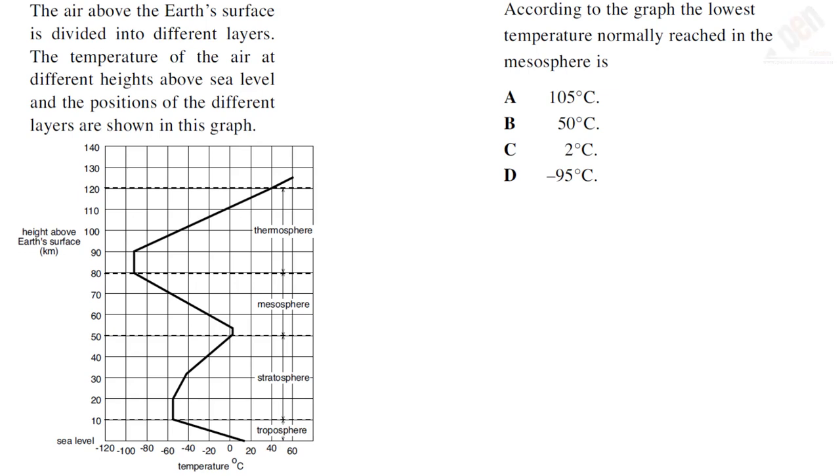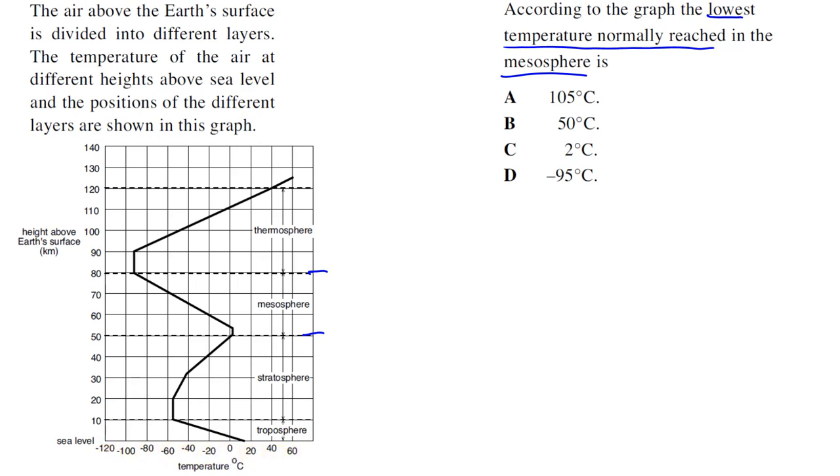95 degrees. In this question, we're concerned with a particular layer of the atmosphere, specifically the mesosphere, and that's this section here, between 50 kilometers above the Earth's surface and 80 kilometers above the Earth's surface. And what are we looking for here? We're trying to look for the lowest temperature normally reached.